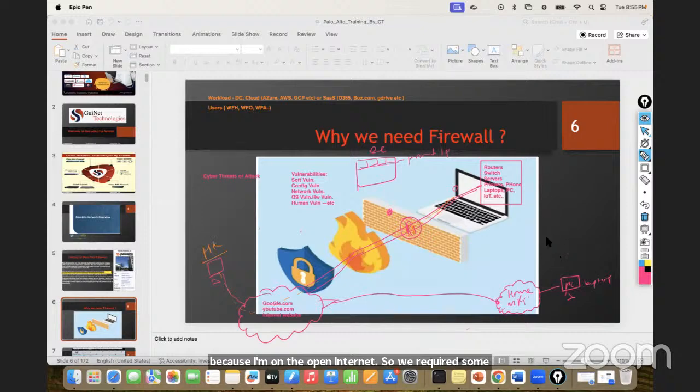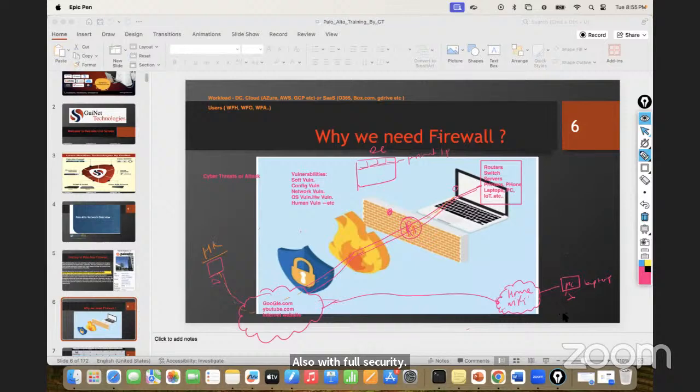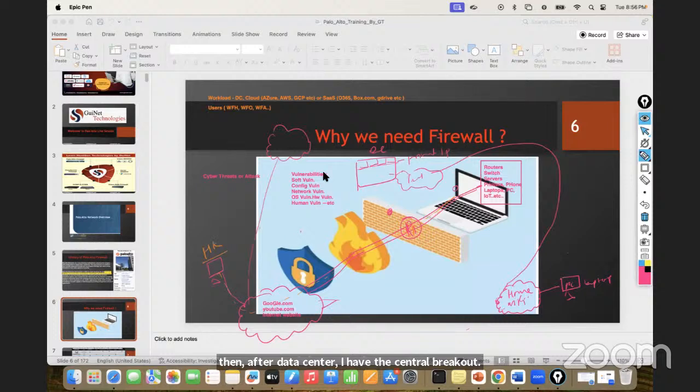By leveraging that solution, we can access my data center and the internet also with full security. It is not like I can share any application or download any virus. If I want to access google.com, I cannot access it directly, even though I have the internet. My traffic should reach first from here to my data center via an internet circuit, and then after the data center, I have the central breakout to access the internet. This is again the internet provider. So this is how I want to access.